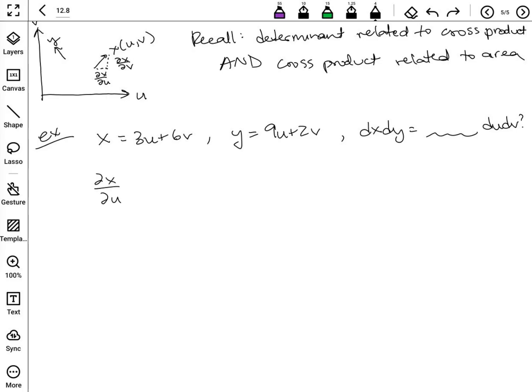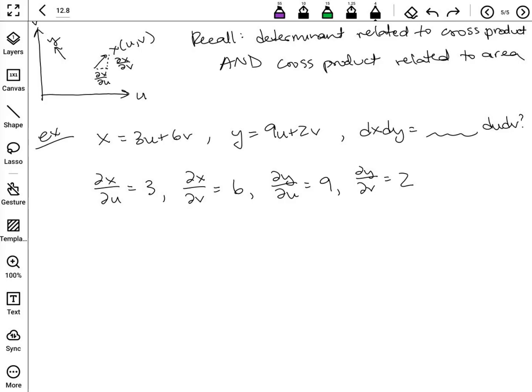So to do this, I just take all my partial derivatives. So dx/du is going to be 3. dx/dv is going to be 6. dy/du is 9. And dy/dv is 2. So they're pretty simple derivatives because it's all like scalar multiples.